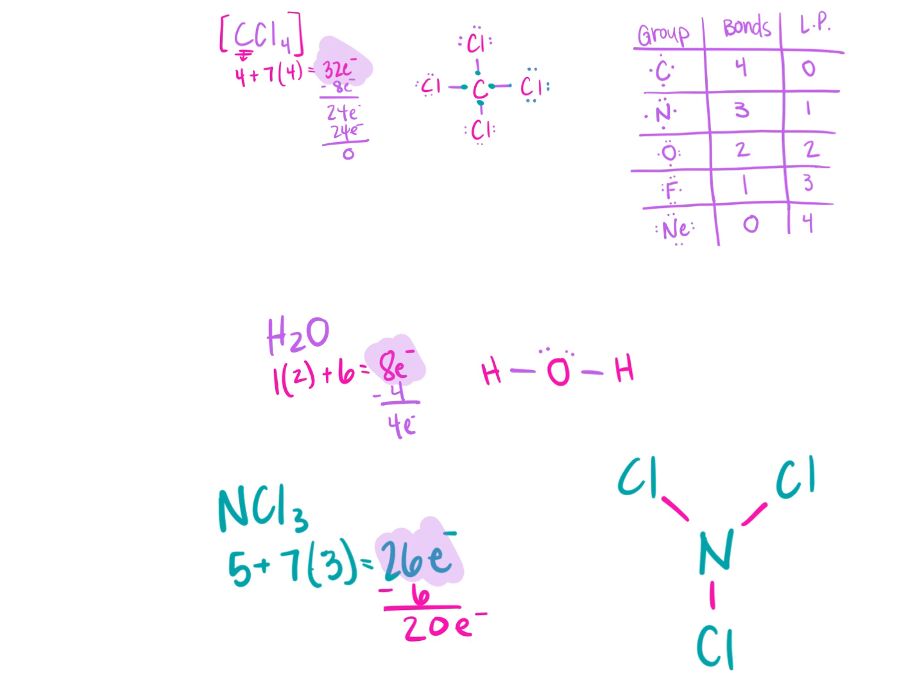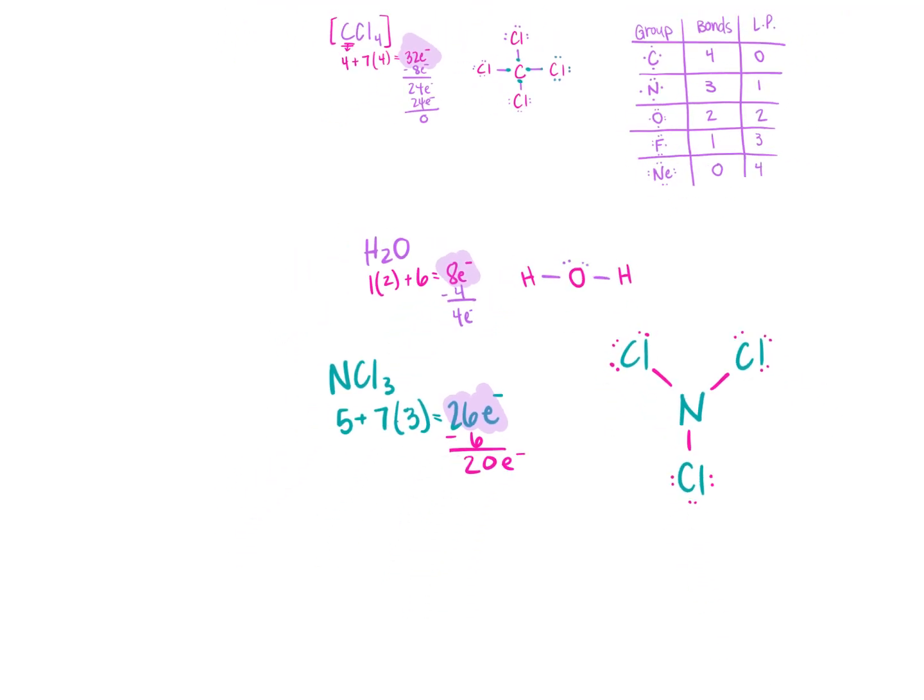How many lone pairs will I put on each chlorine? Each chlorine, how many lone pairs will chlorine get? 3 on each one, right? Because that's going to fulfill the octet. So 2, 4, 6, 2, 4, 6, 2, 4, 6. So I put 3 lone pairs on each chlorine. So I've used up 18 electrons. Would we agree about that? So that leaves me with 2 electrons left.